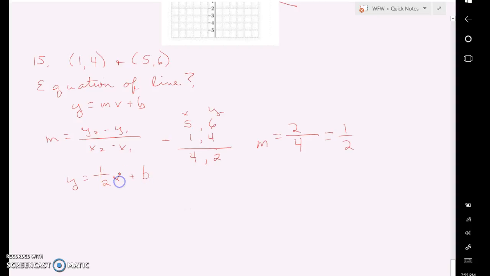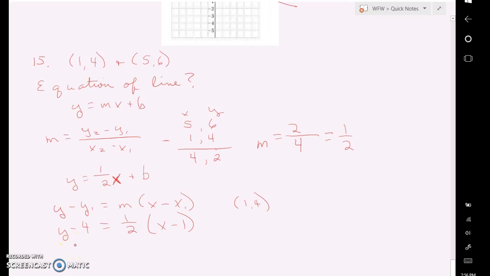You can do this a couple of ways. One way is you can take one of these points they give you and plug it into this equation, so x would be 1, y would be 4, and then solve for b. The other way is the point slope formula, which says y minus the y value equals your slope times parentheses x minus the corresponding x value. So let's use the point 1, 4. You could also use 5, 6, and you get the same thing. Y minus 4, we know that the slope is 1/2, and the x value is 1.